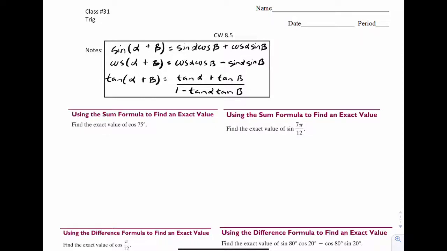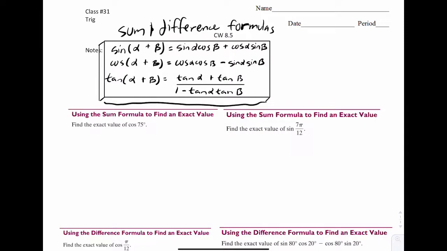This is Classwork 8.5. Today we're going to discuss the sum and difference formulas. Now these are a bit challenging to remember, but through today's class, hopefully we use them so much you will remember them. So quickly just take time to copy down what's in this 3D box here.